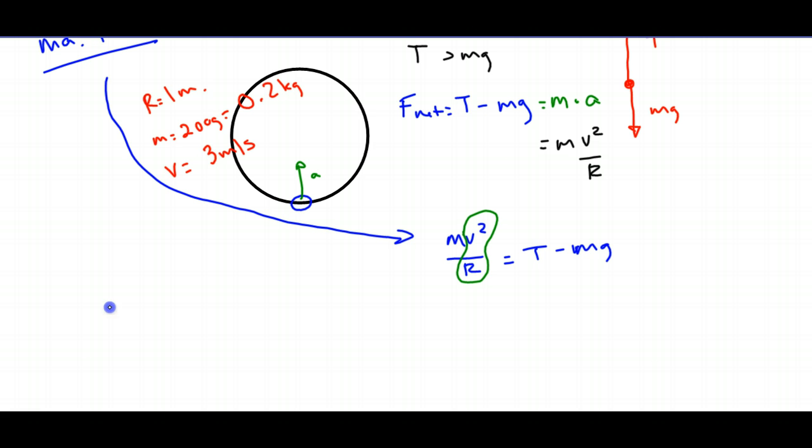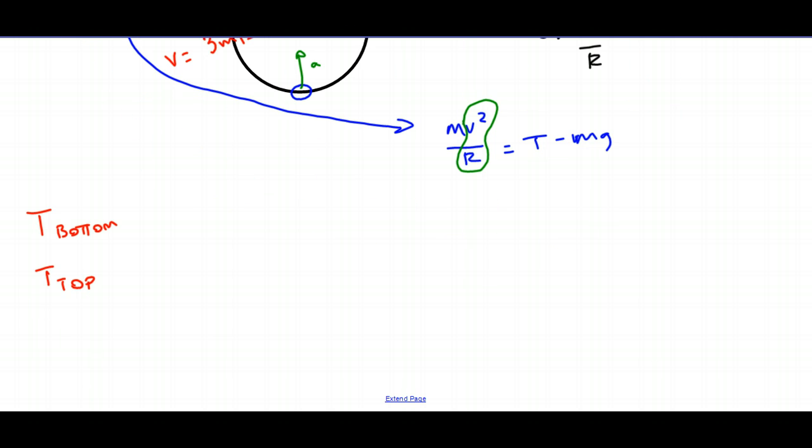And I want to know two things. First, what is the tension at the bottom? And second, what is the tension at the top? So if I were to do a round-the-world spin, what is the tension at the bottom and what is the tension at the top? So go ahead and try to figure that out. Pause the video, see how it goes. And welcome back. So let's take a look.